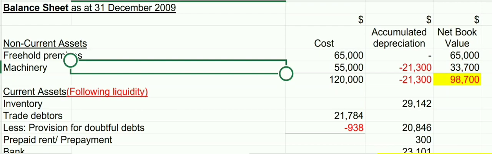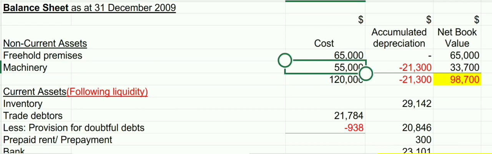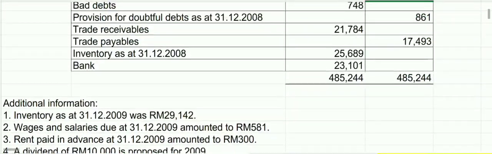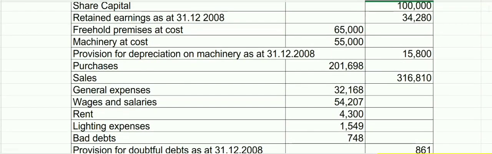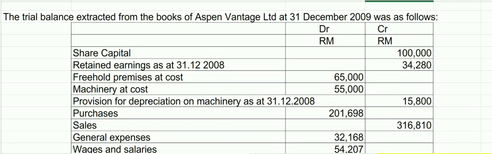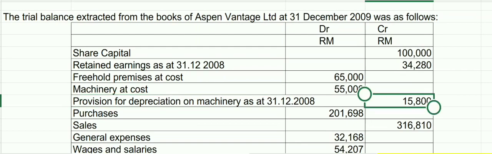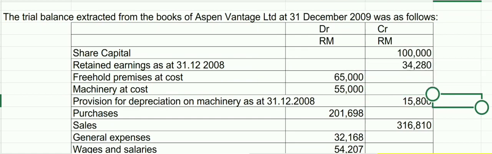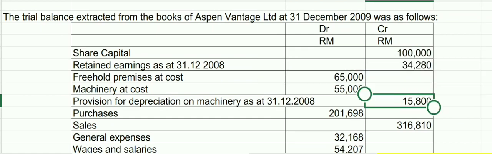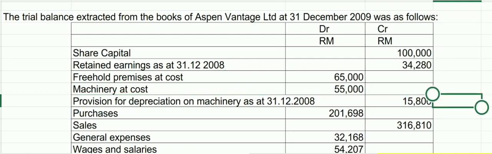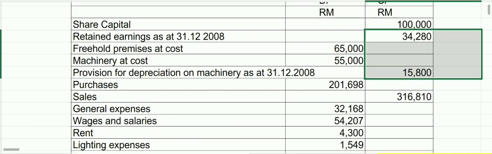You have to take cost minus accumulated or total depreciation, and then you will get net book value. Machinery, remember we have the cost of machinery 55,000. We take from the trial balance. How to get accumulated depreciation? We have to take the total depreciation from last year. Remember, provision for depreciation is always in the credit side. The balance is in the credit side. The total depreciation from last year, 2008, the total was this, 15800.